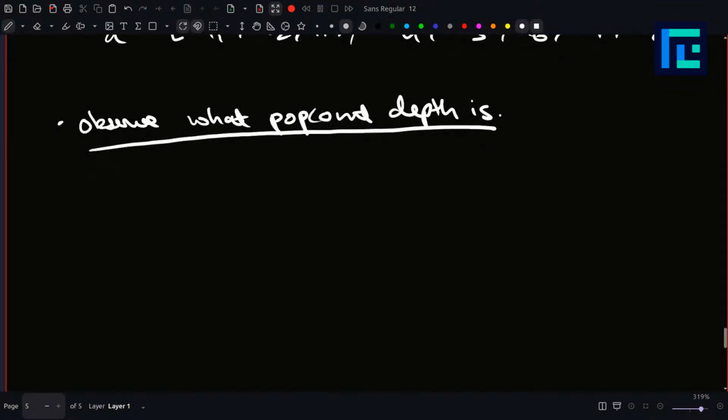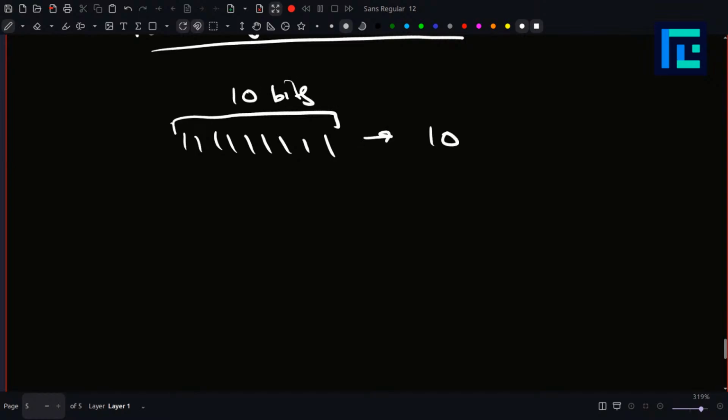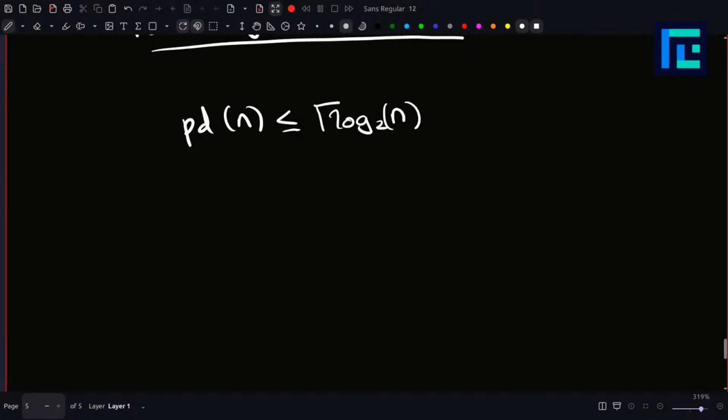And so we'll try to estimate how large pop count depth can be. That's what we're going to try to figure out. So for a given number, let's say it has 10 bits. Then at most the pop count depth will be 10, correct? So basically we can say that the pop count depth of some n is less than or equal to the ceiling of log 2 n, right? Is this correct?